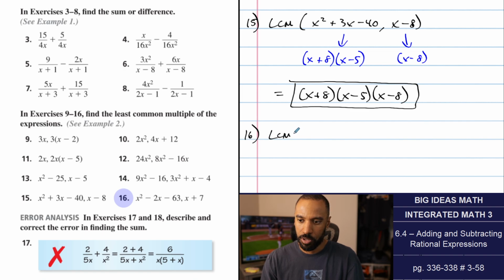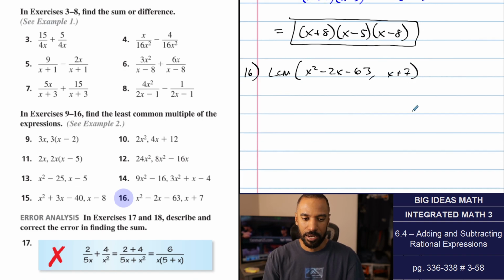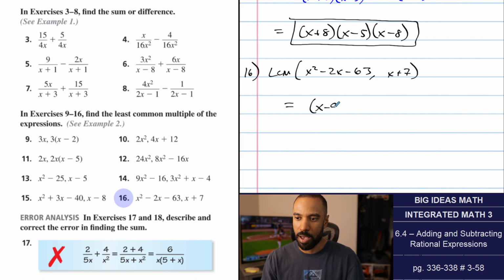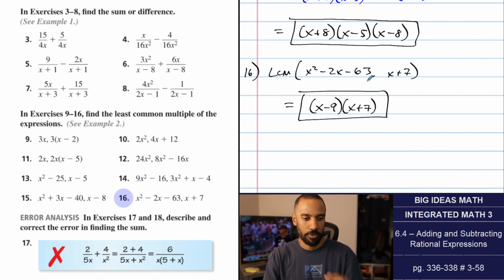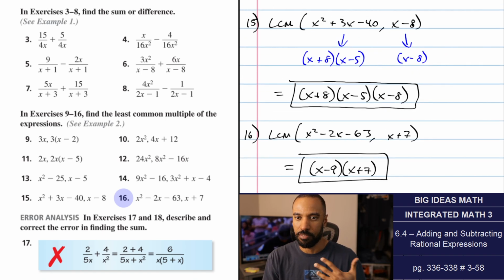So the least common multiple of x squared minus 2x minus 63 and x plus 7. I need to get more rest these days, man. I'm just yawning. This guy factors here. I'm not going to show extra work. This thing factors into x minus 9 times x plus 7. And if you notice, this one also has an x plus 7. Therefore, that is shared. Therefore, that's the least common multiple. So these are good practices for us getting common denominators in eventuality.